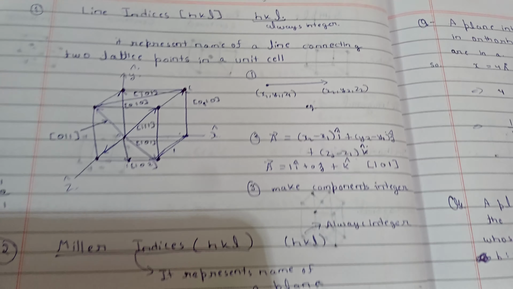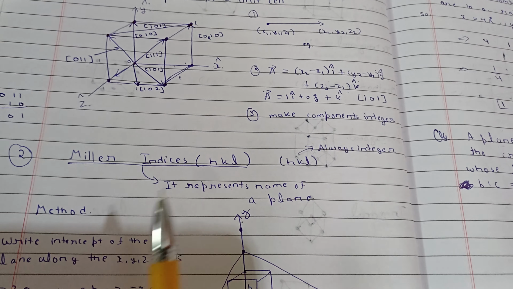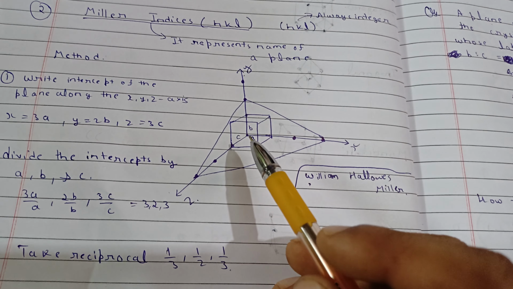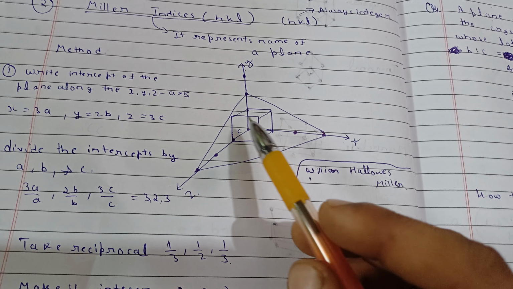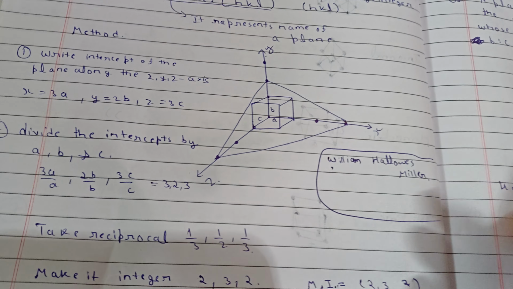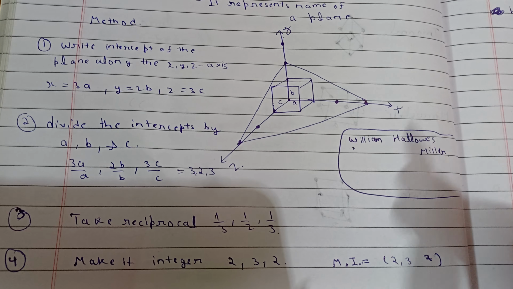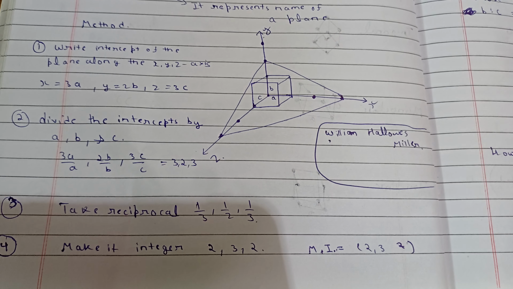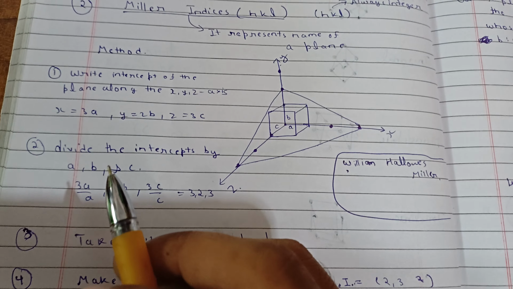Now you can represent a line. As we were talking about planes also, you take the origin, and the crystallographic axes will give you different kinds of planes and their orientation. So you can determine the orientation using the Miller indices. This concept was given by William Hallowes Miller in the 19th century.